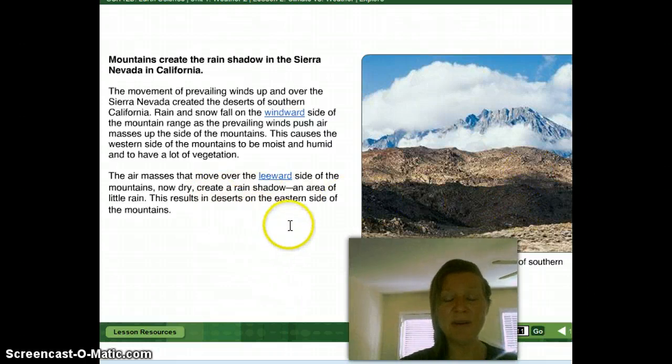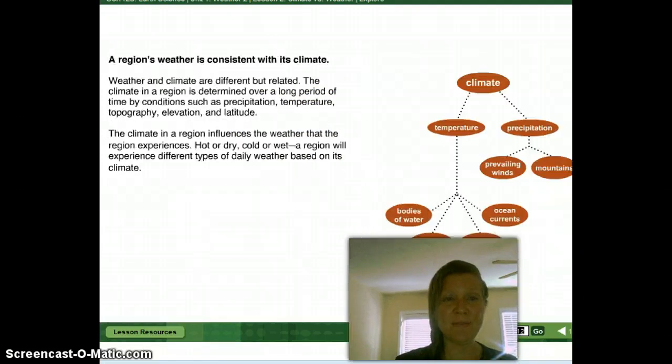And think of our own Sierra Nevada range in North America, where the windward side is much more humid and moist with more vegetation, and the leeward side, which is in Nevada, is definitely more dry and arid, a desert environment. So again, a region's weather is consistent with its climate. Climate is affected by temperature and precipitation. Precipitation is affected by prevailing winds and mountains, and temperature is affected by: am I near or far away from a body of water, what is the latitude of the area, the altitude, and lastly, are ocean currents present or not present.